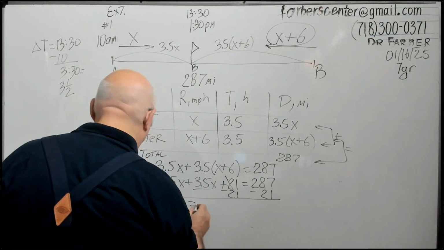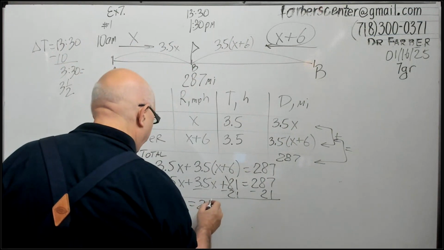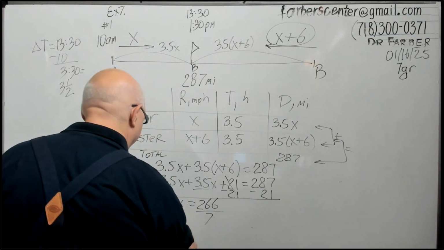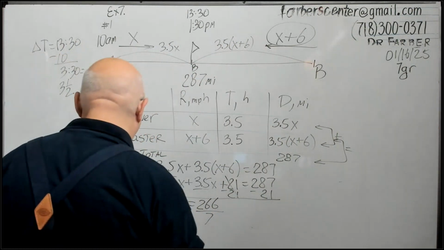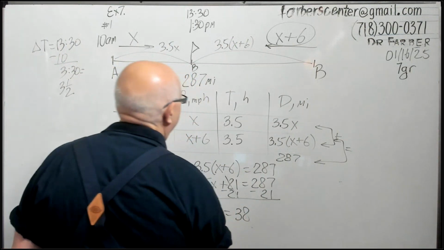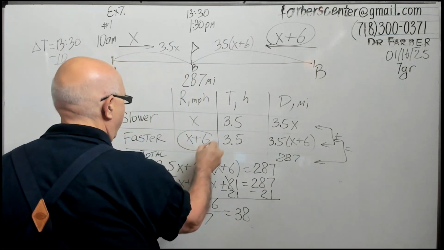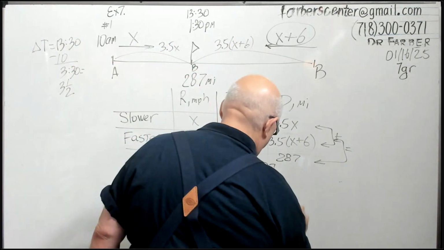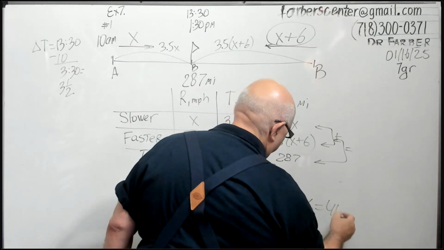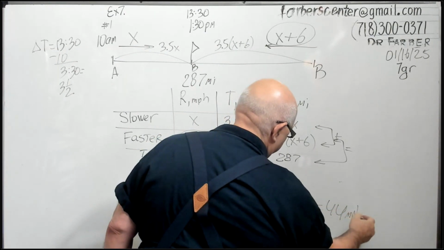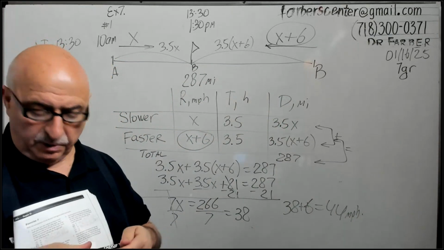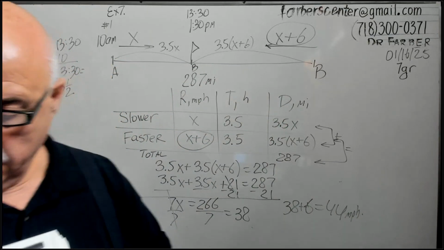Divide by 7 both parts, and you get 38. But the question is about this one, the faster car: 38 plus 6, 44 mph. Do you understand up to this point 100% of everything?